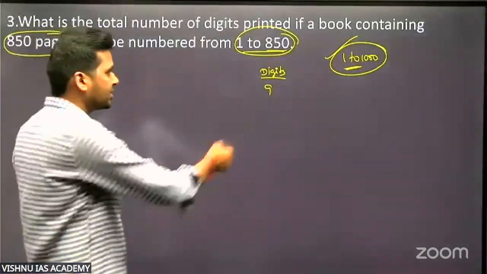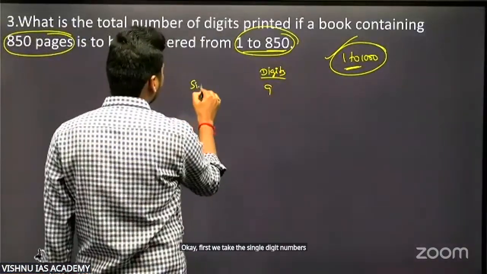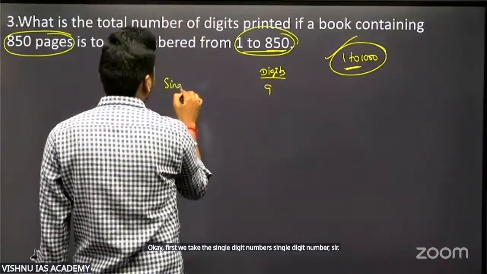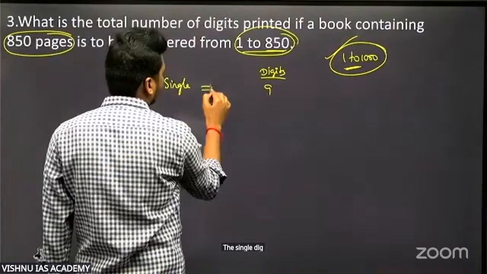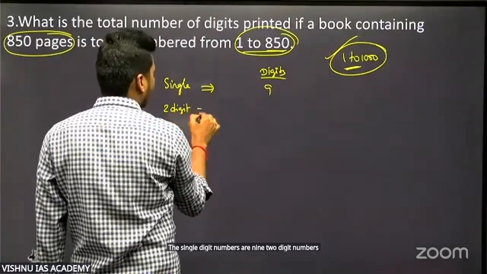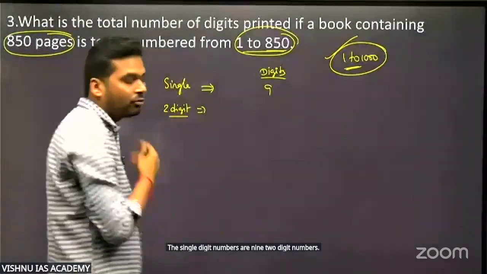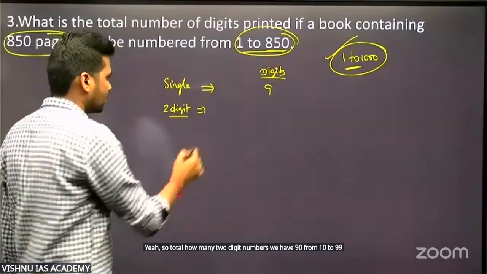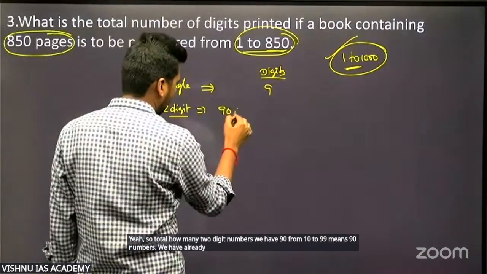Okay, first we take the single digit numbers. Single digit numbers are 9. Two digit numbers: how many two digit numbers do we have in total? 90, from 10 to 99. We have already seen that. So 90 into 2 is what? 180.